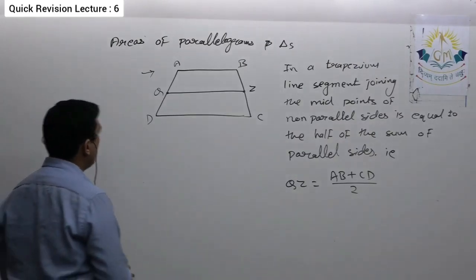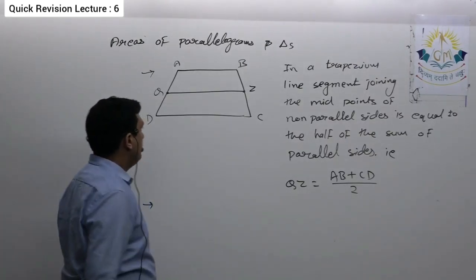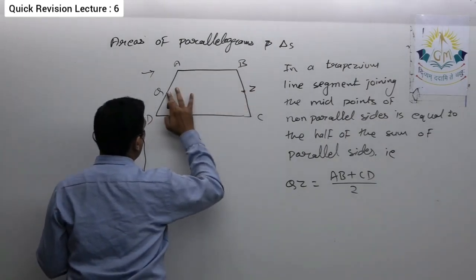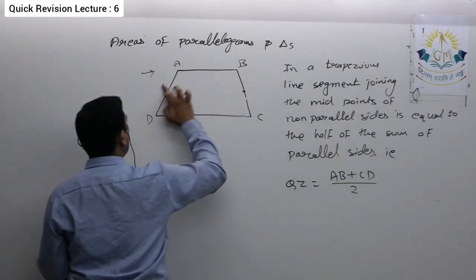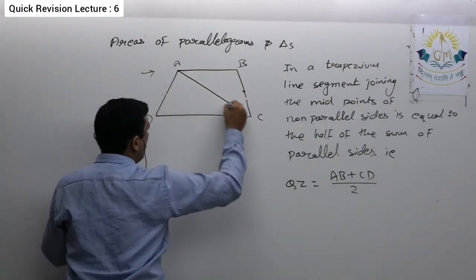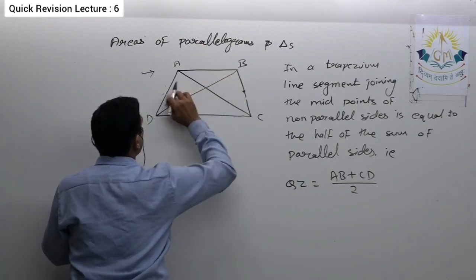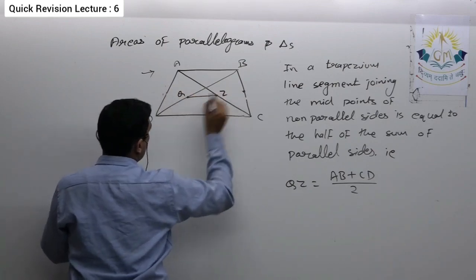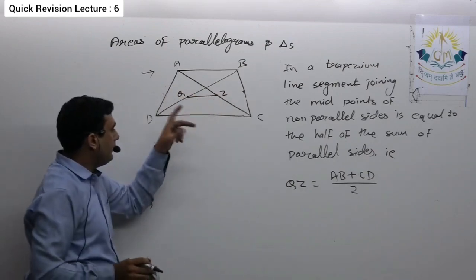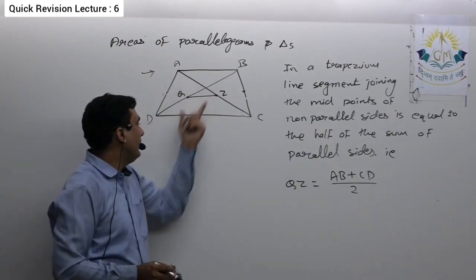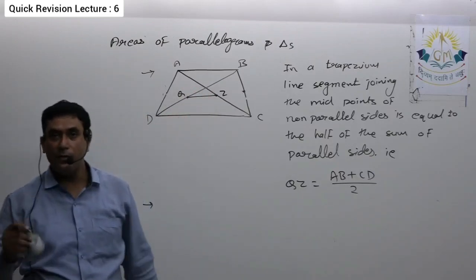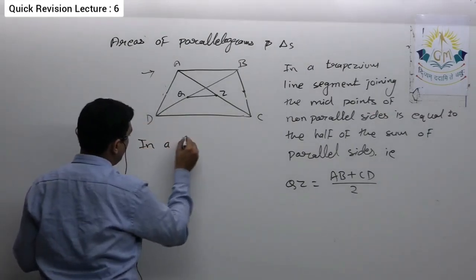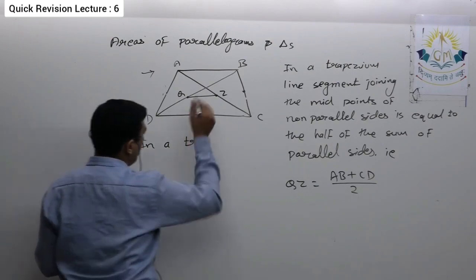Okay, now one more thing last I can say. Suppose we have a trapezium only, and now instead of midpoints of the sides, suppose I have the midpoints of its diagonals. Okay, these are the midpoints of the diagonals. Then this segment QZ is parallel to AB and DC as well as half of the difference of its parallel sides. So next I write, in a trapezium. This will be the diagram.